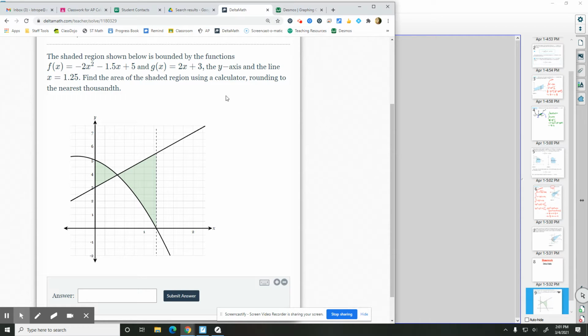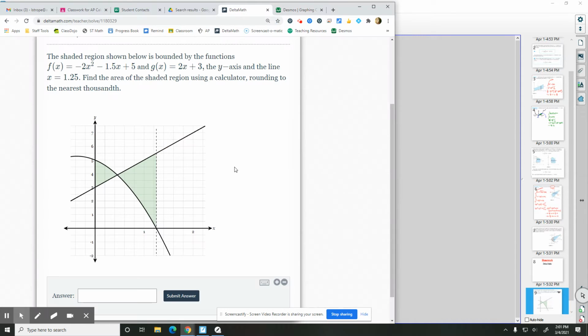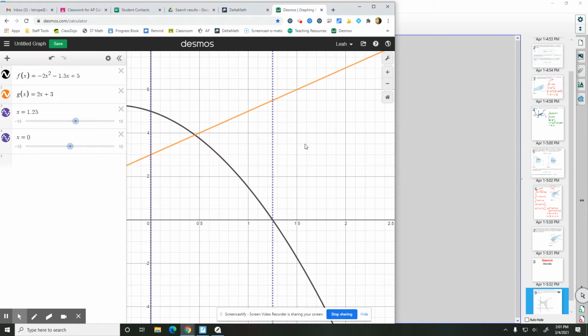So it does say to use a calculator to do this, so you're going to go to Desmos. The first thing that I did is I graphed each function. I went ahead and threw in the boundary lines, which were 0 and 1.25. Again, you can tell that 0 is the beginning point and 1.25 is given, so I threw those in.